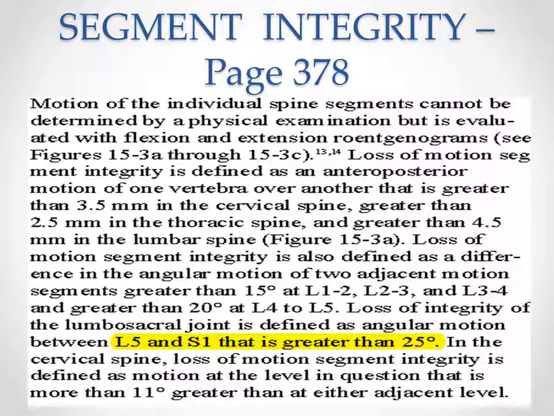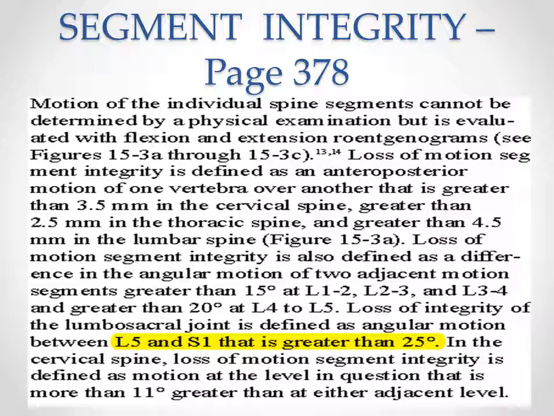Loss of motion segment integrity is defined, and here the guides give us the definition, as an antero-posterior motion of one vertebra over another that is greater than 3 millimeters in the cervical spine, greater than 2 millimeters in the thoracic spine, and greater than 4.5 millimeters in the lumbar spine. So this is anterior to posterior motion. This is what's known as translational movements. Now, for the remainder of this program, we're not going to focus on translational movements. We're going to focus on angular movements, and I'm going to go through a procedure for you to perform your angular measurements.